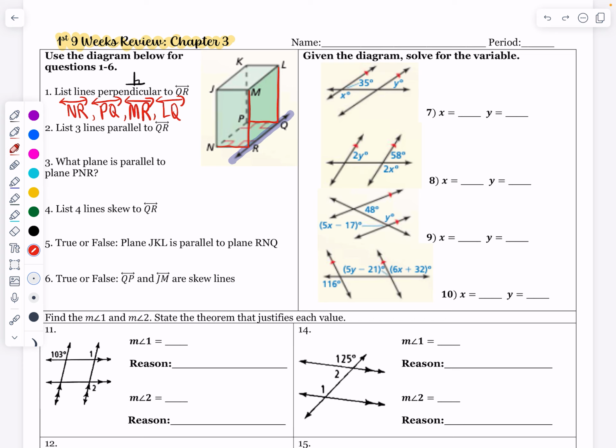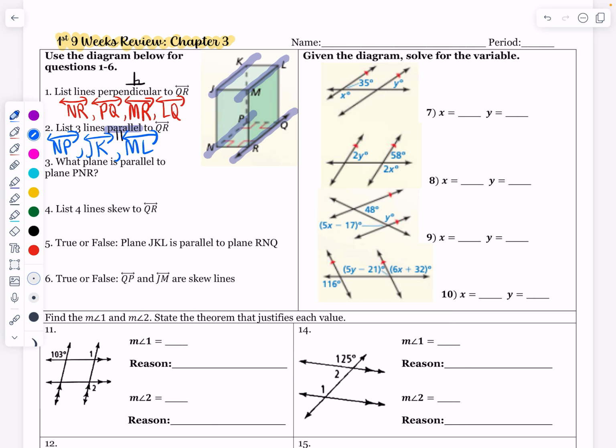All right, now we want to list lines in this prism, this box, that are parallel. So we're changing to the word parallel. Again, the symbol for parallel is going to look like this, parallel to QR. So we're going back to QR, but now we're listing lines that are parallel to QR. Who faces the same way as QR? These three lines are coplanar to QR. And so we want to name those. I'm going to do that in blue. That will be NP, JK, and ML. It says lines, so I'm putting line symbols over them.